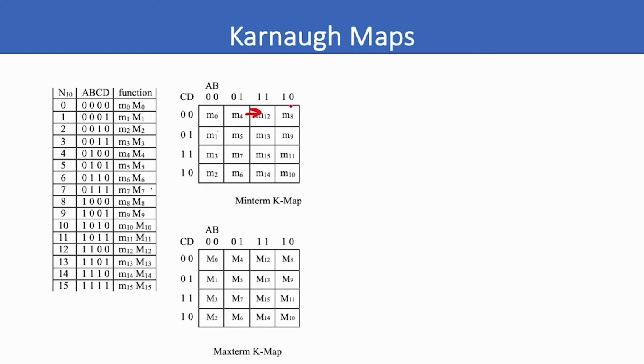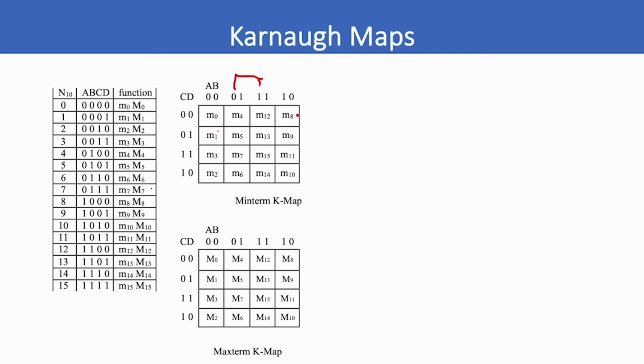In fact, you can look at any cube on this map and look at the transition from here to here. There's only one variable that changed. CD didn't change. It's a 1 and a 0 for these two. And up here, A changed from a 0 to a 1 from here to here, but B stayed at a 1. So the only variable that changed was A. It went from a 0 to a 1. So there's only one variable change, so we're adjacent.